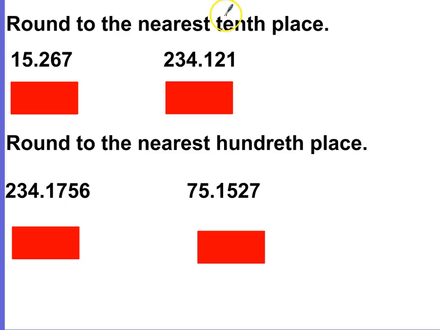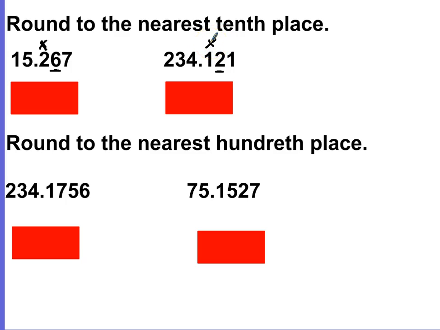Round to the nearest 10th place. Well, this is the 10th place, so I'm going to put an X over the 2 and underline the 6. I'm going to put an X over the 1 and underline the 2. And remember, what you're looking at is this is the place that you're rounding to. So when you look at the number to the right, if it's 5 or greater, this 2 is going to go up 1.